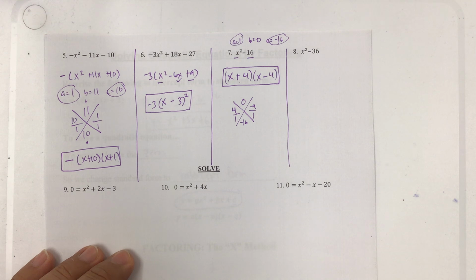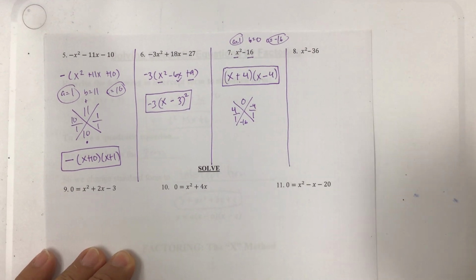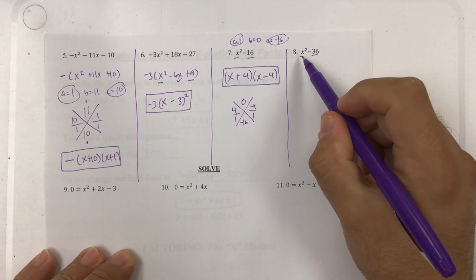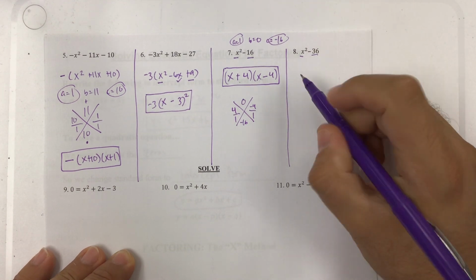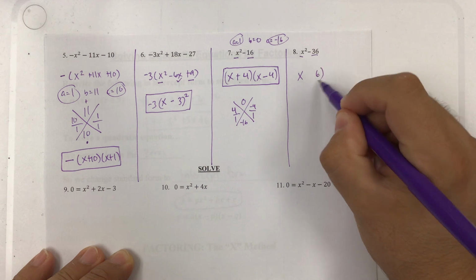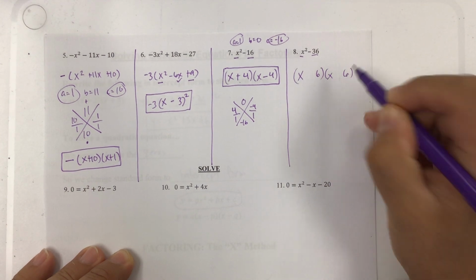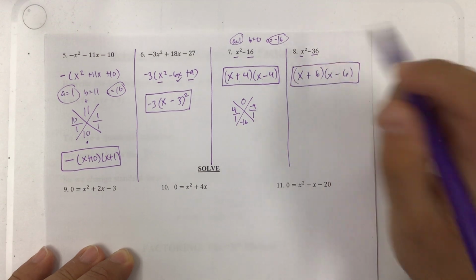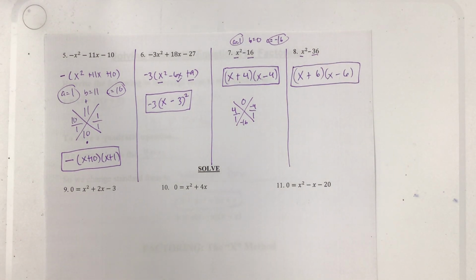So again, I hope you can see on number 8, yes, it's in standard form. There is no greatest common factor. And again, we see a difference of two squares, right? So it's one of those special cases. Square root of this is x. The square root of 36 is 6. Write it twice. The first one I like to make positive. The second one is negative. You can also do the x method to verify that.